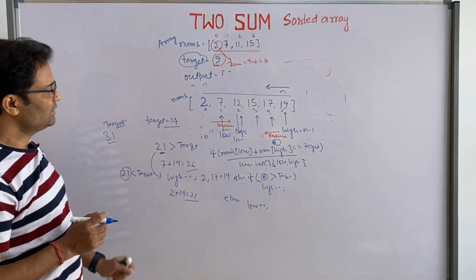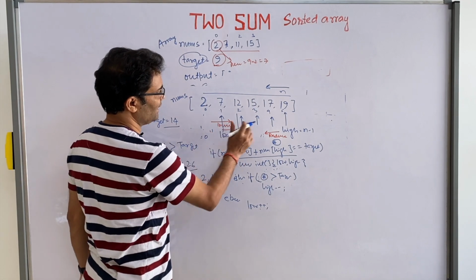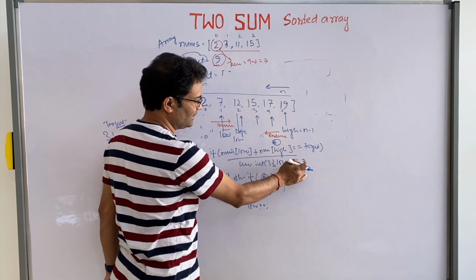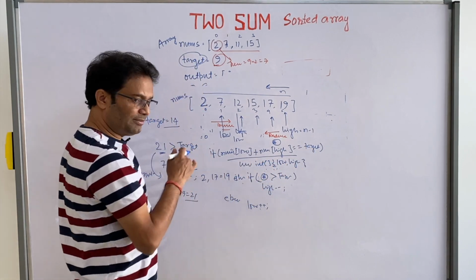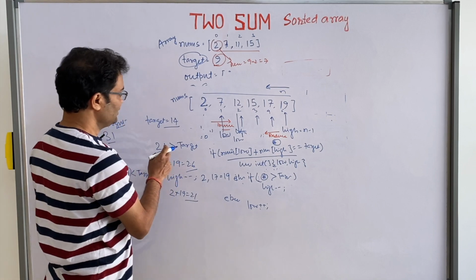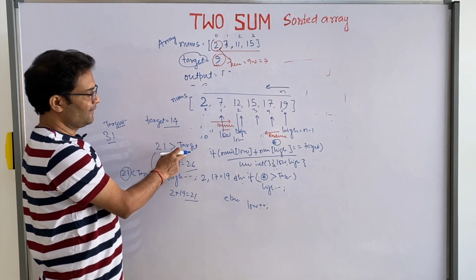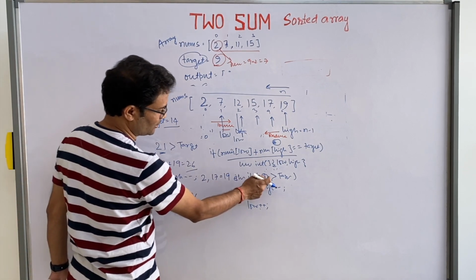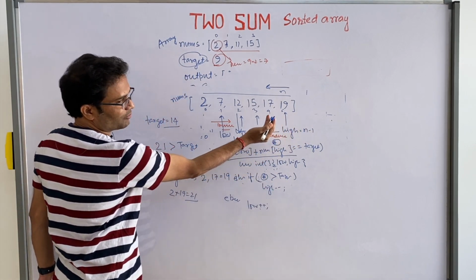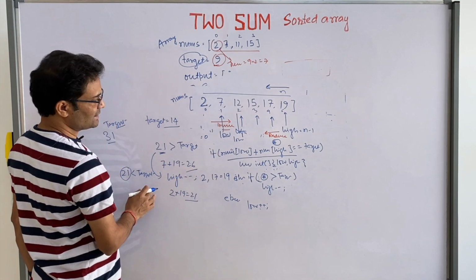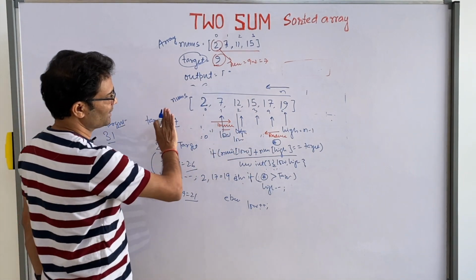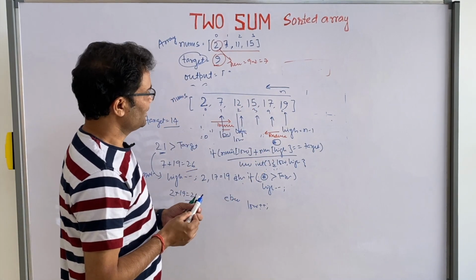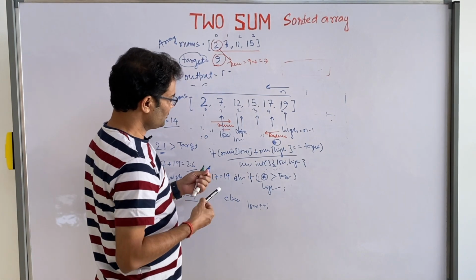So you just have to find out the three conditions. If your low and high indexes' elements after adding give the target, return both indexes. If after adding the number it is greater than the target, then move the high from right to left. And if this number is less, then you have to move the low from left to right side. We will see in the code, then you can find out very easily. So only the three conditions you have to keep in mind.